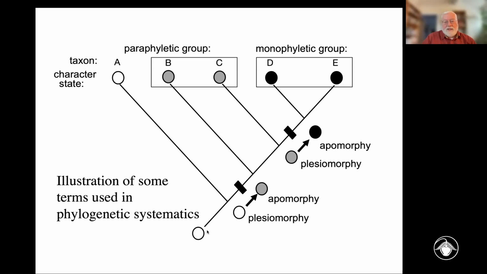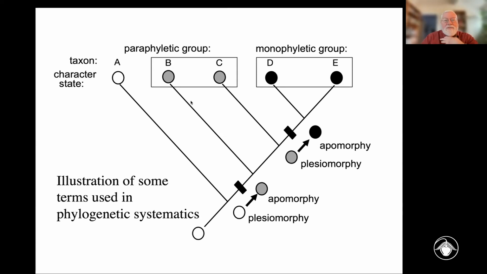So if it was a genetic character, this could be an A at a site in the genome, and it changed to a C, and then the C changed to a T, that sort of thing. Evolution keeps happening, traits keep changing.